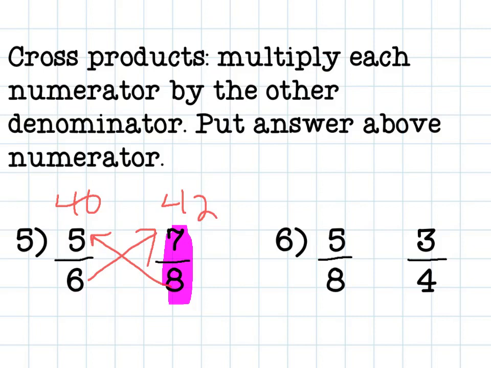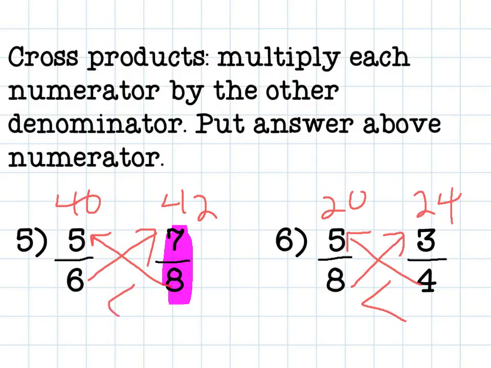Okay, we multiply going up, so 8 times 3 is 24. 4 times 5 is 20. 24 is larger, therefore 5/8 is less than 3/4. And I'm sorry, on the other problem we forgot to put the symbol. 5/6 is less than 7/8.